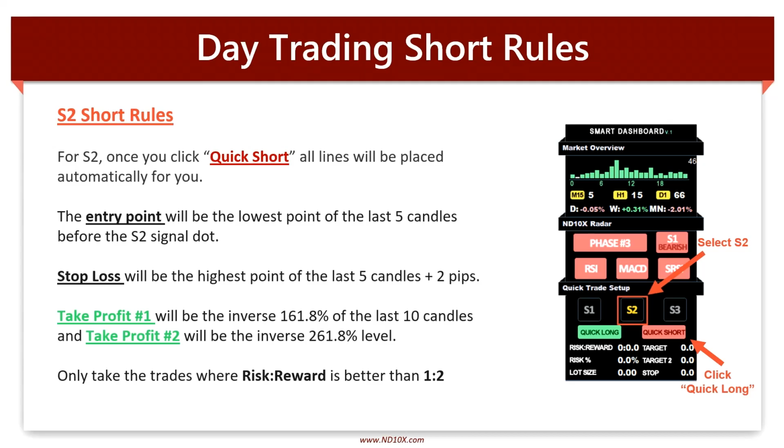S2 short rules. For S2, once you click Quick Short, all lines will be placed automatically for you. The entry point will be the lowest point of the last 5 candles before the S2 signal dot. Stop loss will be the highest point of the last 5 candles plus 2 pips. Take profit 1 will be the inverse 1.618 of the last 10 candles, and take profit 2 will be the inverse 2.618 level of the last 10 candles. Only take the trades where risk reward is better than 1 to 2.